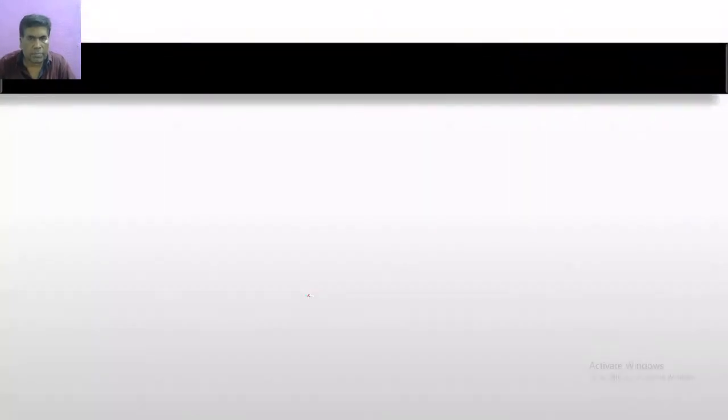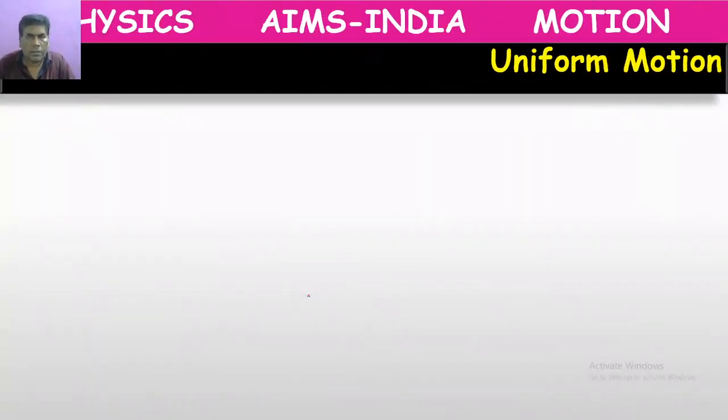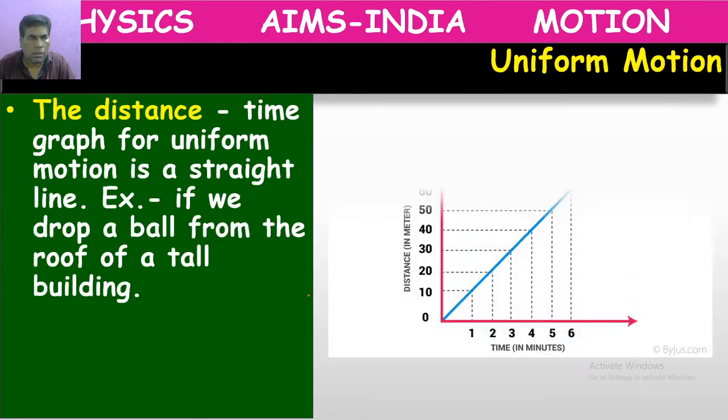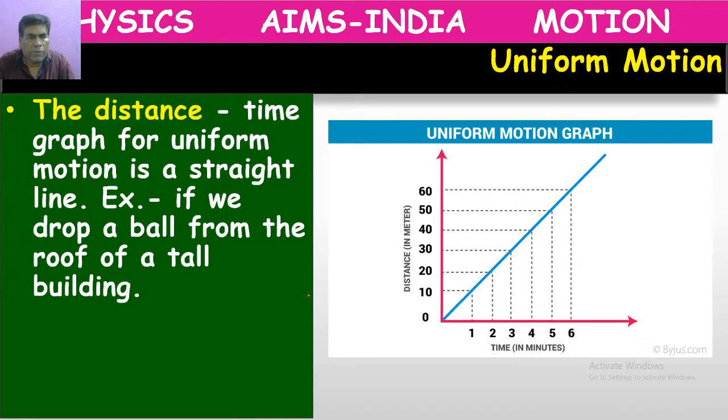Okay, next. If you observe the graph on the right side of the slide, what is this graph actually? This is a uniform motion graph.